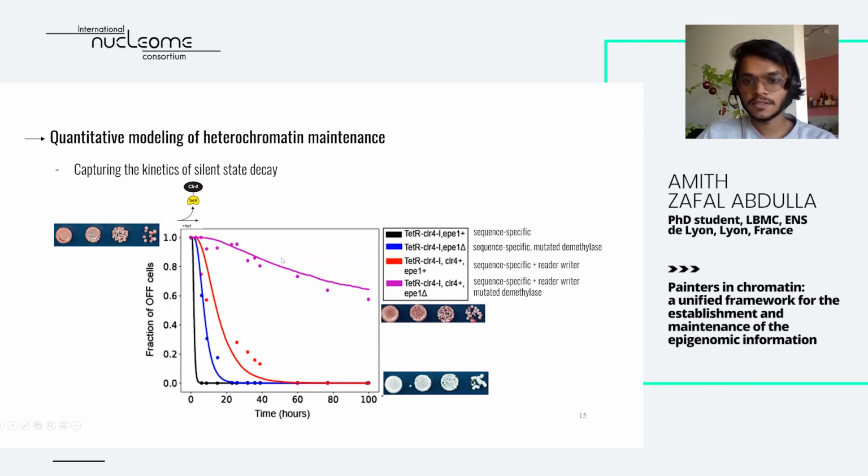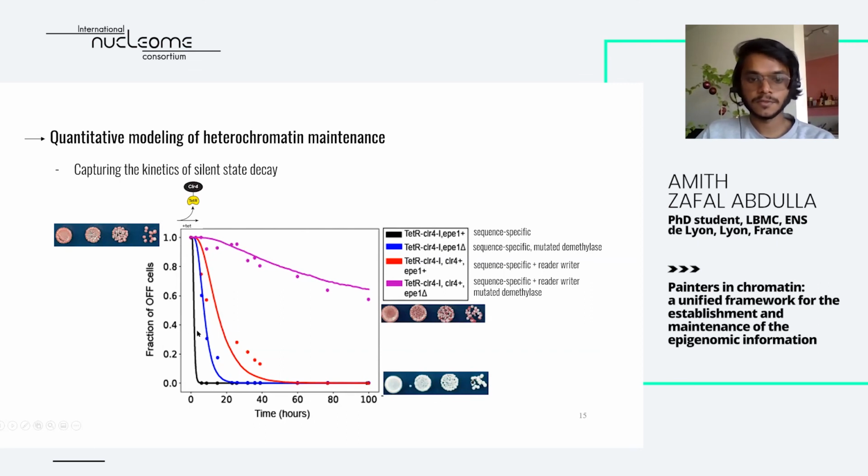In the magenta case, we have mutated demethylase. So when the demethylase is mutated, in this scenario, the reader-writer is almost able to maintain the states, and a significant fraction of the cells still remain repressed after about 100 hours. So 100 hours is actually a significant time in the life cycle of yeast.